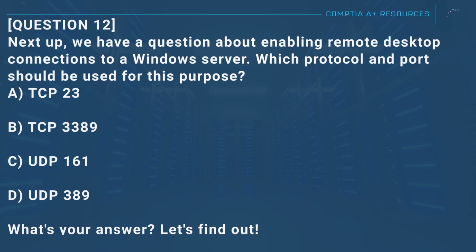Next up, we have a question about enabling remote desktop connections to a Windows server. Which protocol and port should be used for this purpose? A. TCP 23, B. TCP 3389, C. UDP 161, D. UDP 389. What's your answer? Let's find out.